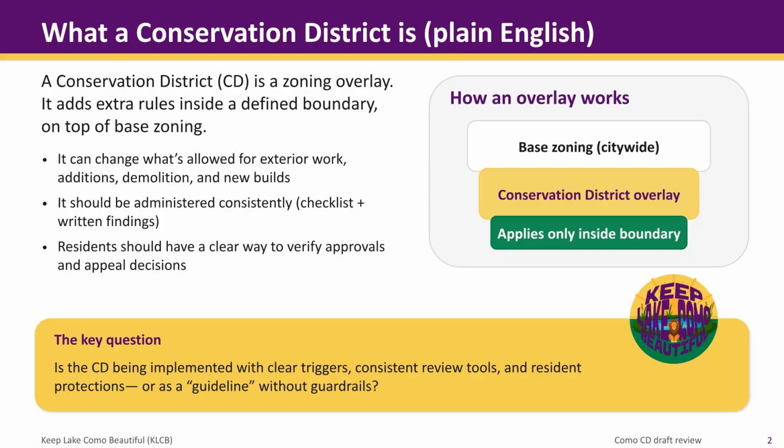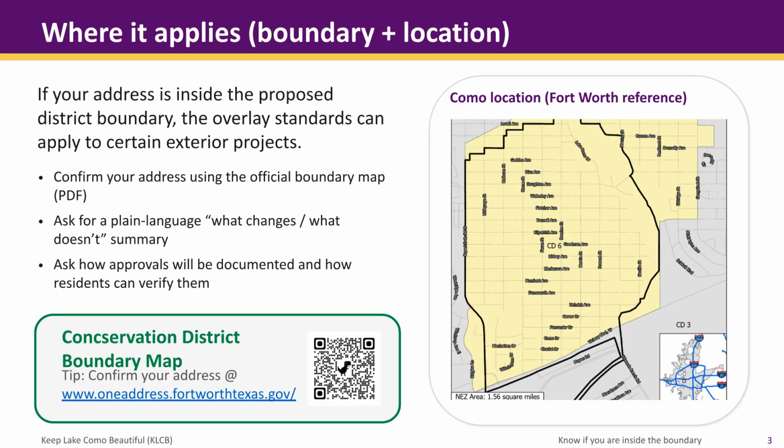A conservation district, or CD, is a zoning overlay that adds extra rules to a defined boundary on top of existing base zoning. It can change rules for exterior work, additions, demolition, and new builds. The key question is whether the CD is implemented with clear triggers and resident protections, or as a guideline without guardrails. The overlay standards apply if your address is inside the proposed district boundary for certain exterior projects.